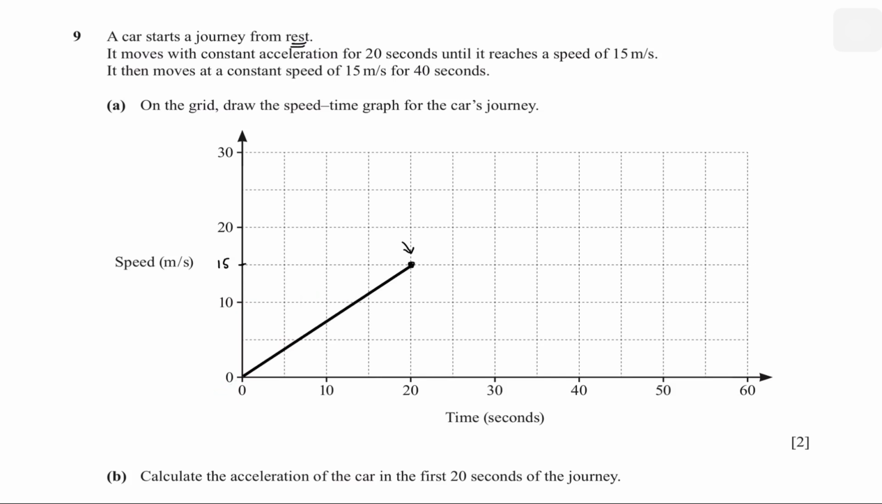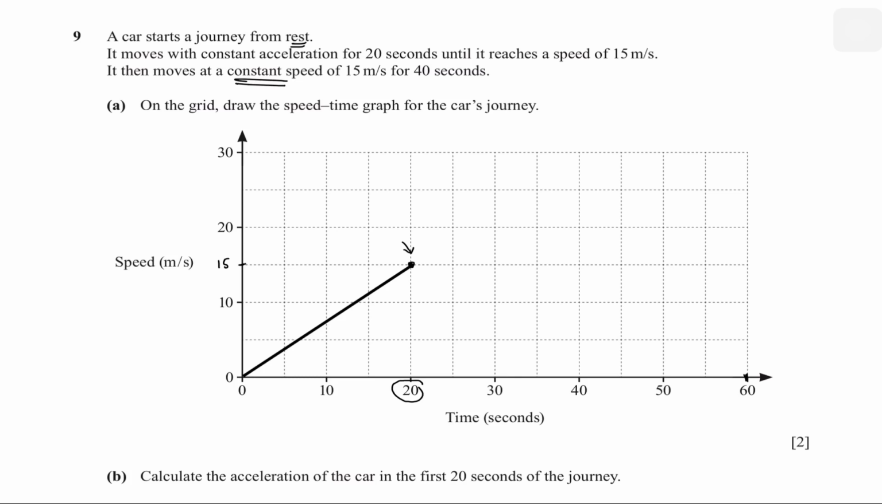Okay. Then it says it moves with a constant speed. So what happens when an object moves at a constant speed? We know that the speed time graph stays horizontal at 15 meters per second for 40 seconds. So that means adding another 40 seconds to 20 seconds is going to give us 60.